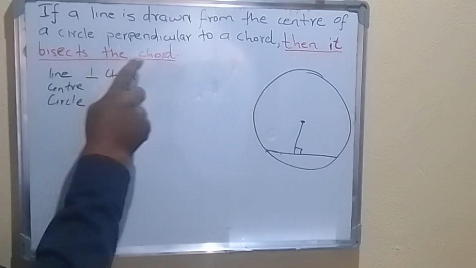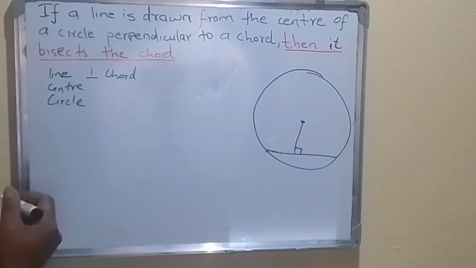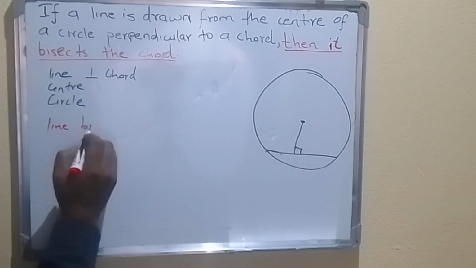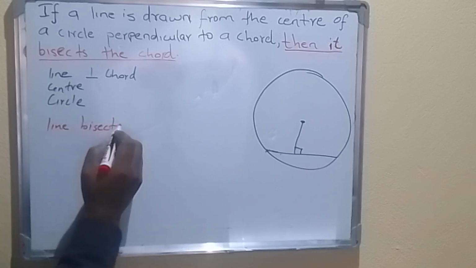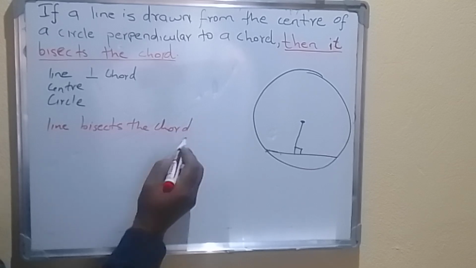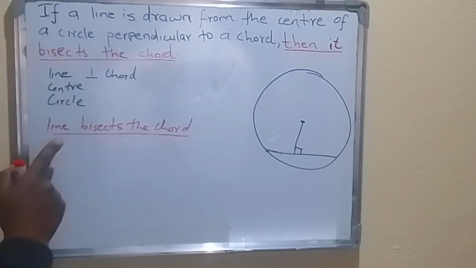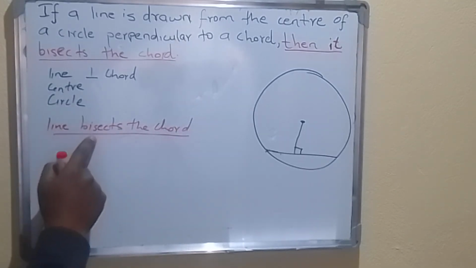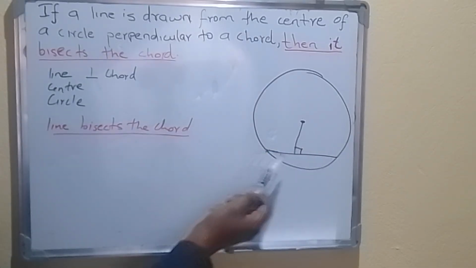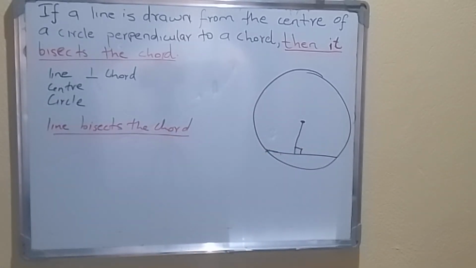Then it bisects the chord. So it says this line bisects the chord. This is what we want to prove. We want to prove that this line bisects the chord. By bisecting, we mean it cuts it into two equal halves.